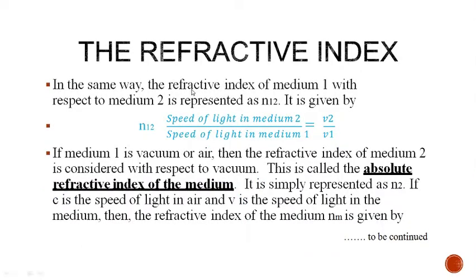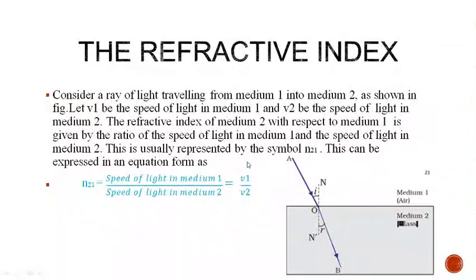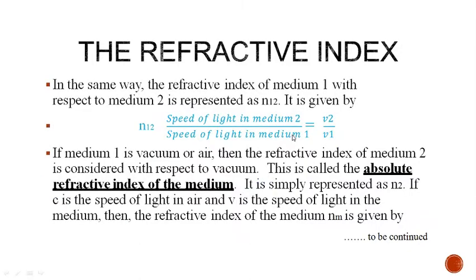In the same way, if you want to calculate the refractive index of medium 1, here air, with respect to medium 2, how will you calculate it? Now you will write n12 instead of n21. The speed of light in medium 2 will come first, and it will be divided by the speed of light in medium 1, so v2 upon v1. This is the reverse of the previous case. In the previous case it was v1 upon v2, and now when we are calculating the refractive index of medium 1 with respect to medium 2, the equation will be reversed, that is v2 upon v1.